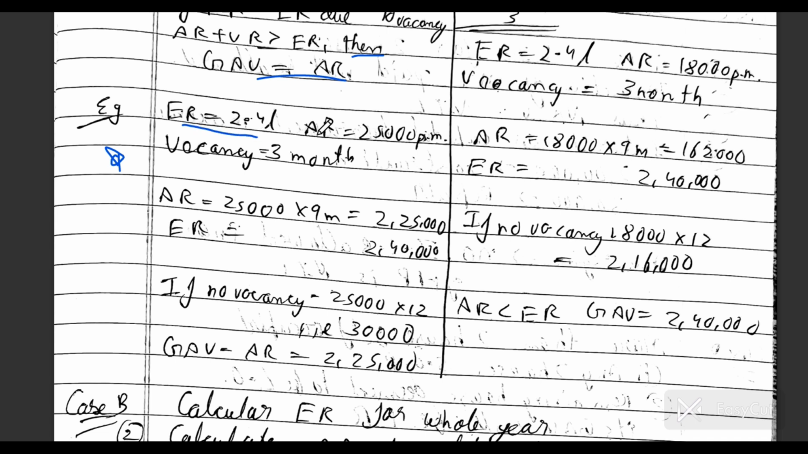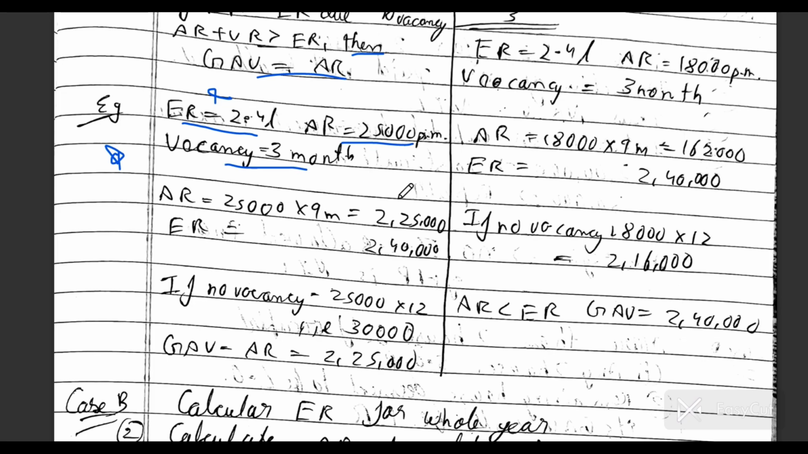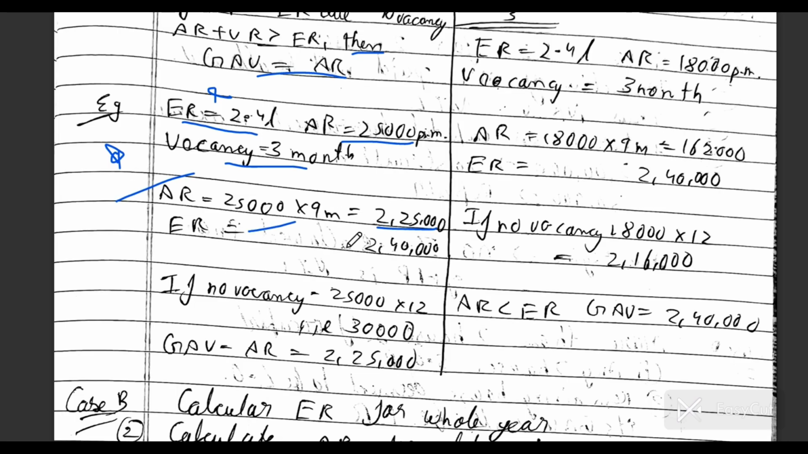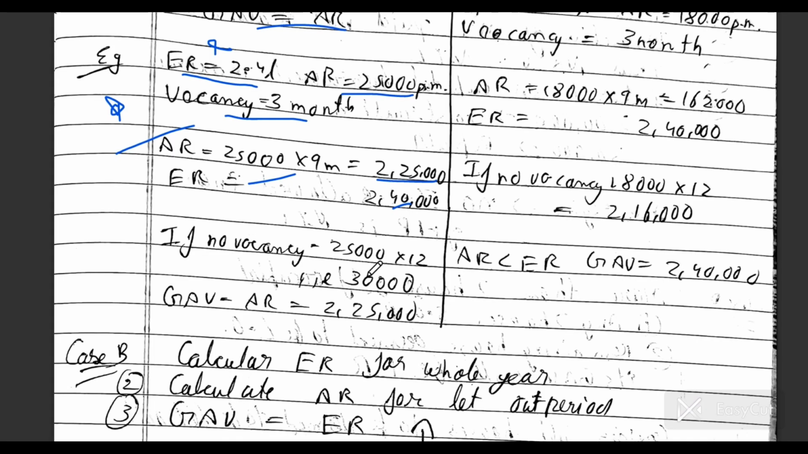For example, what will the question give? Expected rent. If not given, then you have to calculate from the higher of FM and lower of SM. And then actual rent is 25,000 per month, and there is vacancy of 3 months. It means 9 months it is let out and 3 months it is vacant. Then actual rent will be 25,000 into 9 months, that is 2,25,000, and expected rent is 2,40,000. So we can see that expected rent is higher than actual rent. Then we have to consider expected rent as GAV.